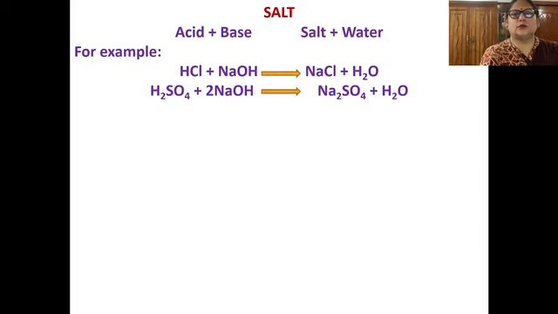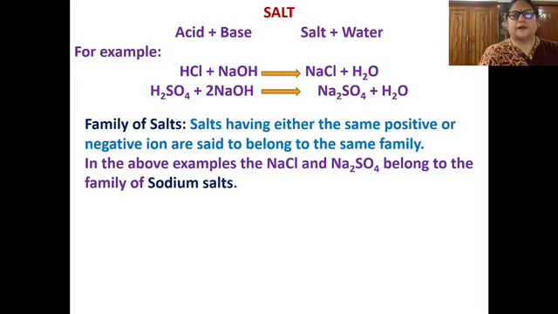So next one is about salts. We know that when acid reacts with base, there is formation of salt. Mainly we have three types of salt, and we consider the metal, that means the basic part, and the acid part of the salt, and then we have different families of salts. For example, hydrochloric acid and sodium hydroxide react to give sodium chloride. And the reaction of sodium hydroxide with sulfuric acid gives sodium sulfate. Both are sodium salts. Therefore, these two salts belong to the sodium family.